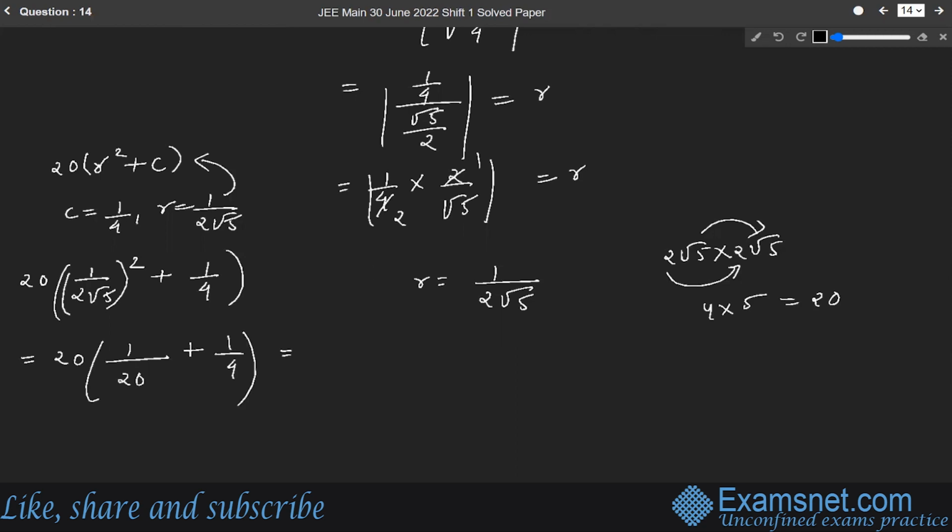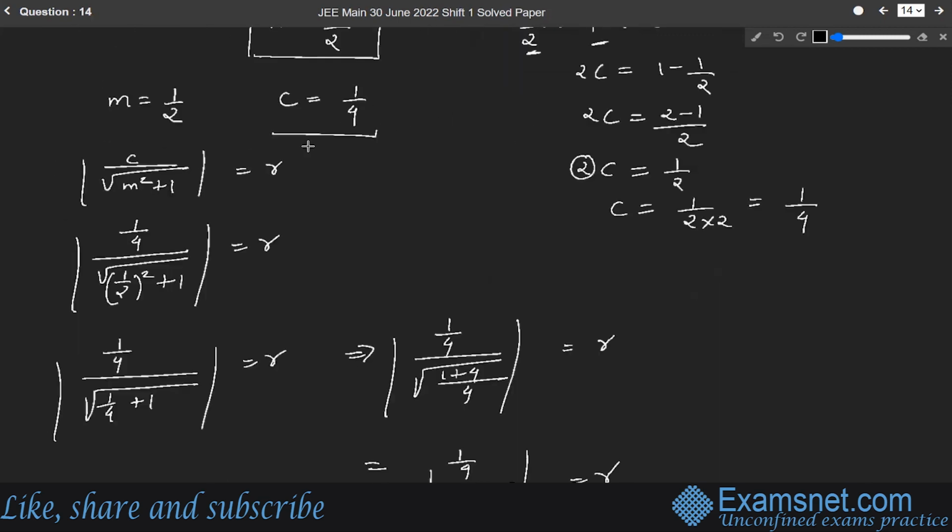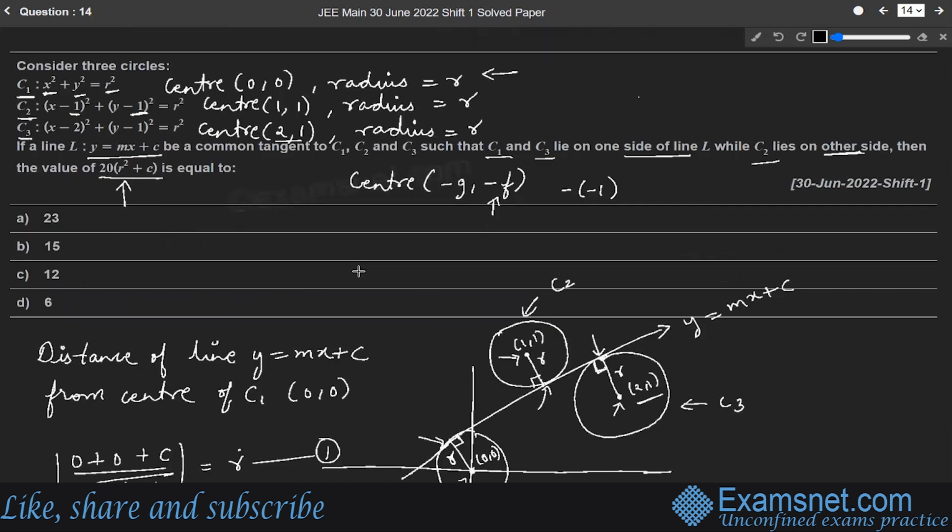Now again we have to take the LCM. LCM will be 20. So we have 1 plus 5, so it will be equal to 20 into 6 by 20. This 20 and 20 will be cancelled. So what is remaining here? 6. So the value of 20 into R square plus C is 6. So for this question, the correct answer is 6. I hope you are clear with this question. And the correct option here is option D, which is 6.